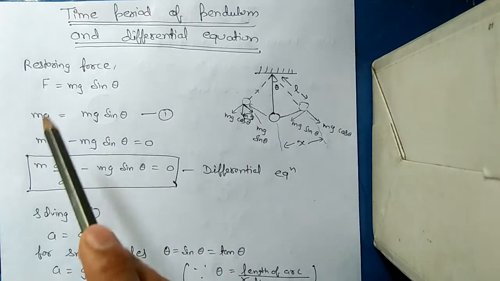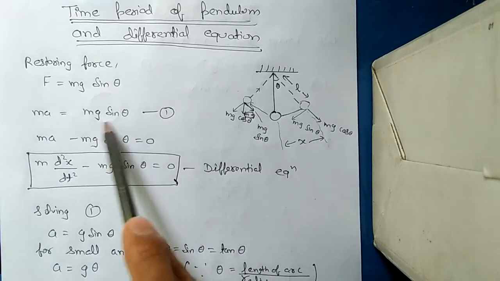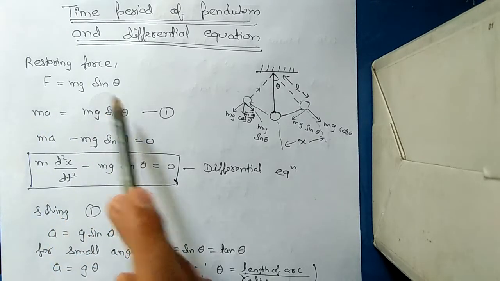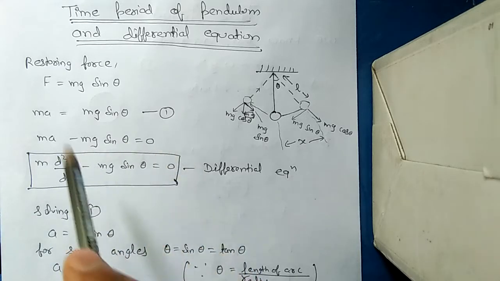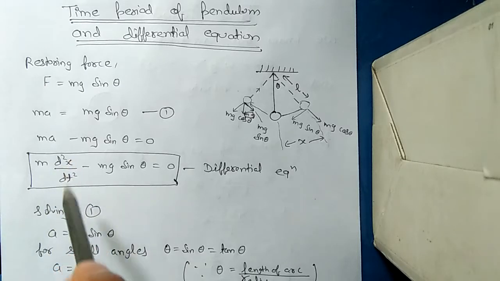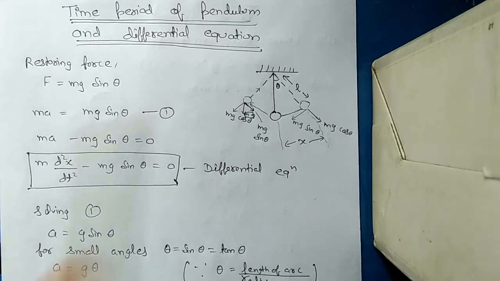We all know force is equal to mass into acceleration. So I have substituted the value: ma equal to mg sine theta. Now I will send this to the other side of the equal sign. So ma minus mg sin theta is equal to 0. We all know acceleration is equal to d2x upon dt square. So m d2x upon dt square minus mg sin theta is equal to 0 is the differential equation for this pendulum.